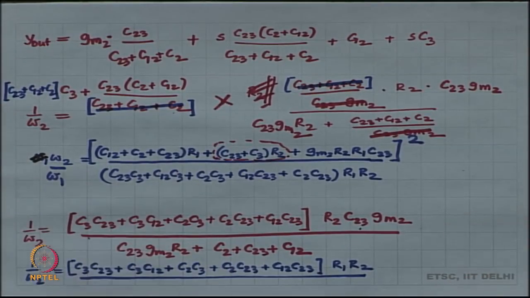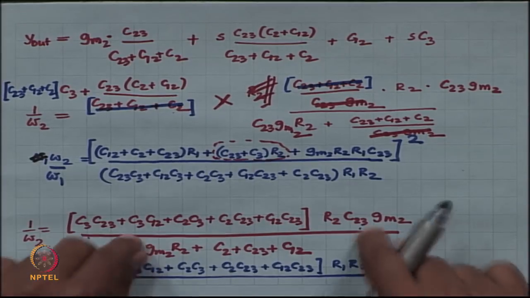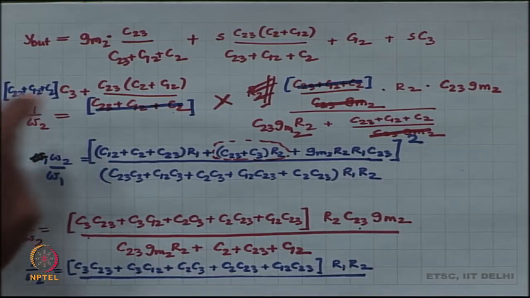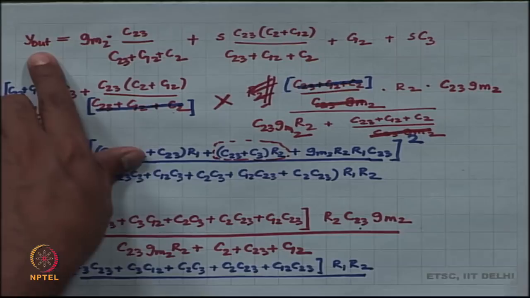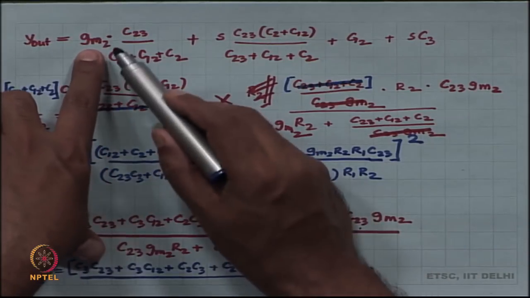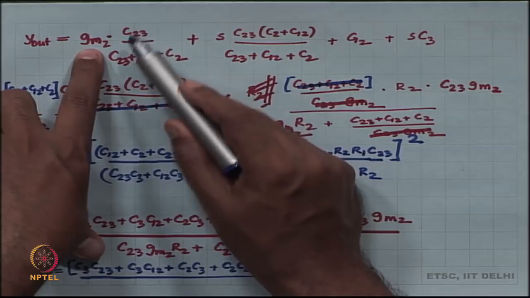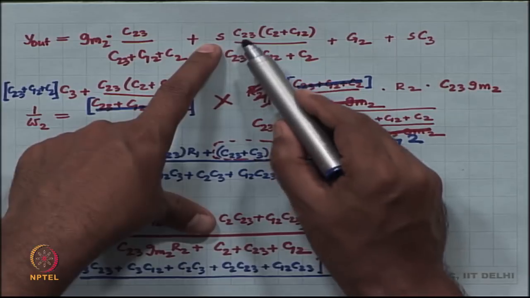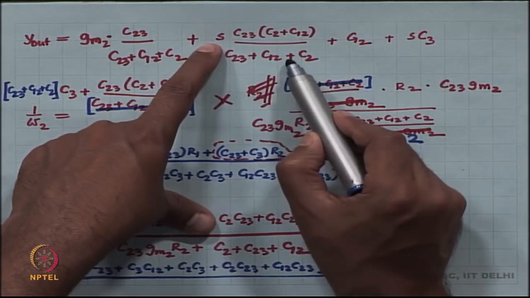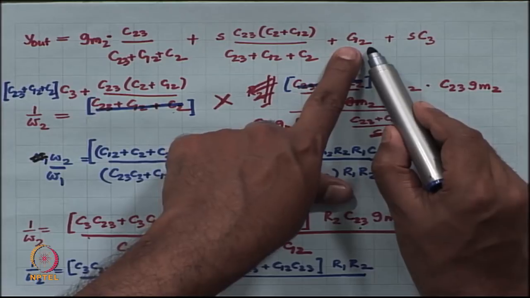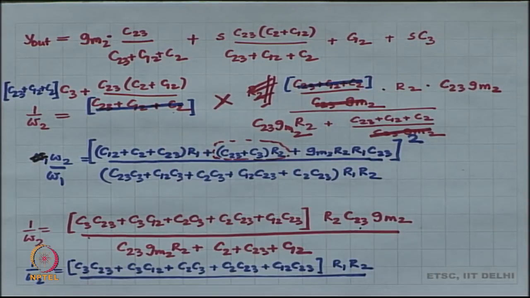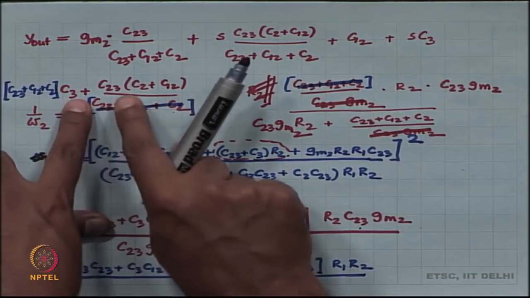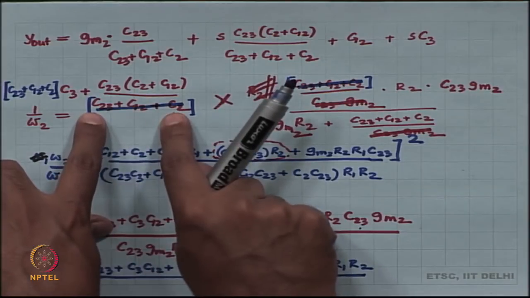If dimensions are wrong, you immediately stop. Okay. So, we checked our dimensions over here, they are not correct, we go back. Where did we make the mistake? We had found y out was GM2 times ratio of two capacitors, fine, plus S times capacitor, which is fine, plus G2, fine, S times C3, this was fine. From here I took out the capacitor portions, C3 plus C23, C2 plus C12 divided by this.